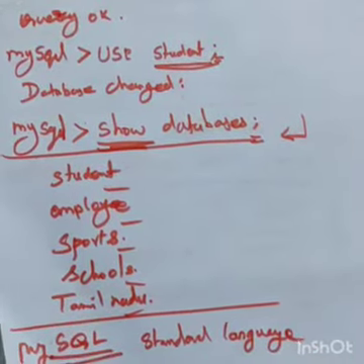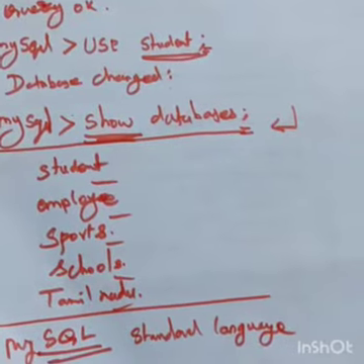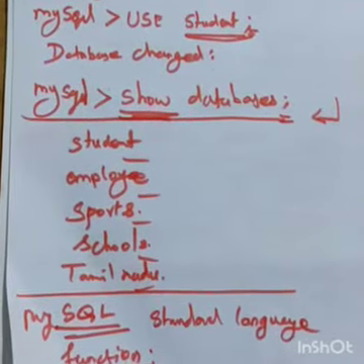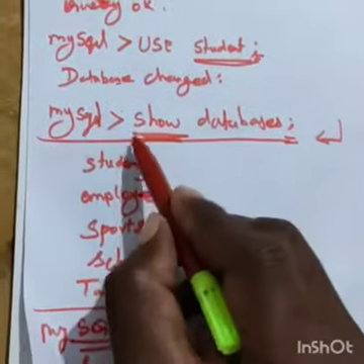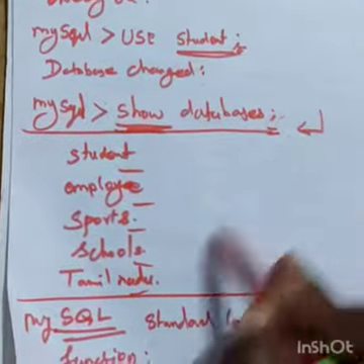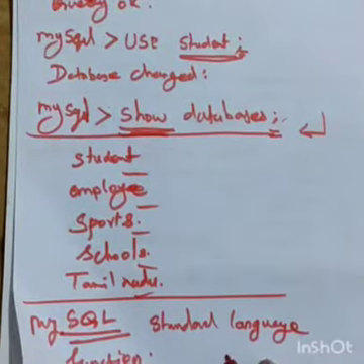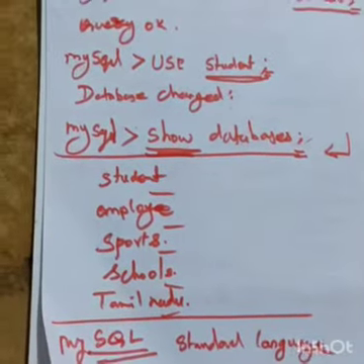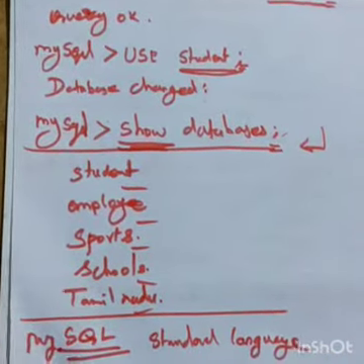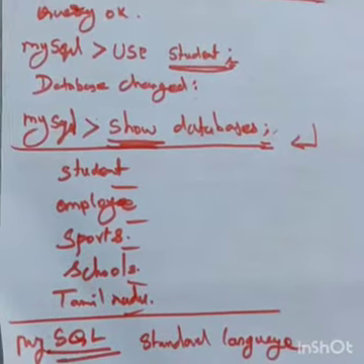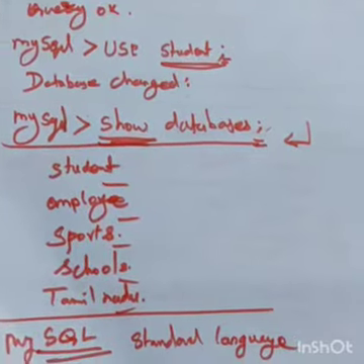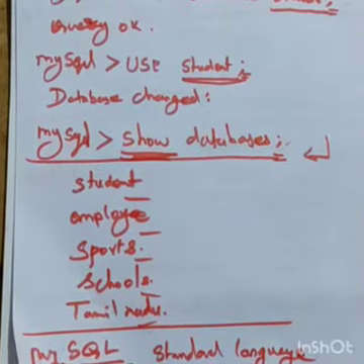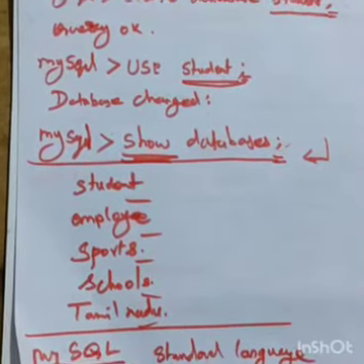Execute the query. What is execute the query? Execute means, as I already told, if you want one particular record, you just enter the query and press the enter key, and it shows the records. That is execute the query. Next, retrieve. What is retrieve? Retrieve means retrieving the data from the database.